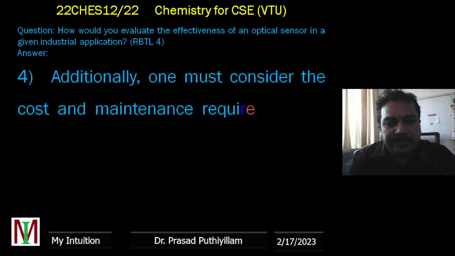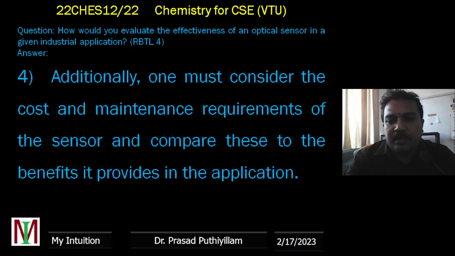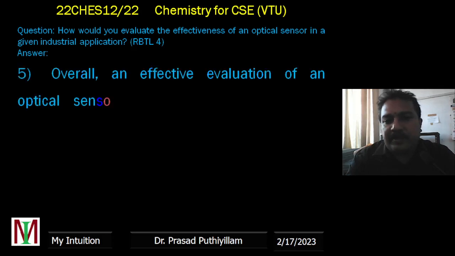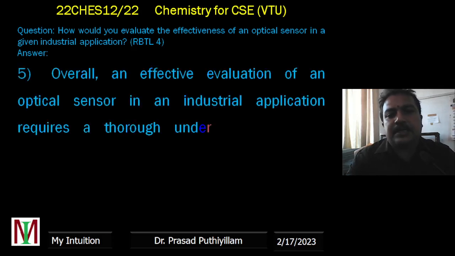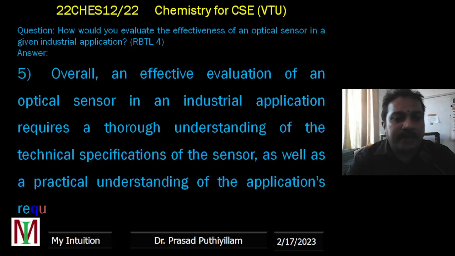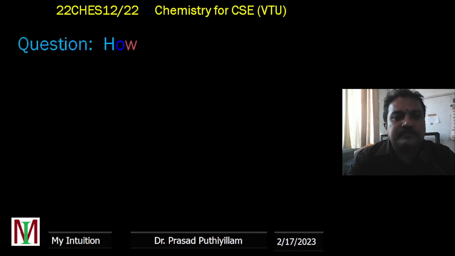Additionally, one must consider the cost and maintenance requirement of the sensor and compare these to the benefits it provides in the application. Overall, an effective evaluation of an optical sensor in an industrial application requires a thorough understanding of the technical specification of the sensor as well as a practical understanding of the application's requirements and the limitations.